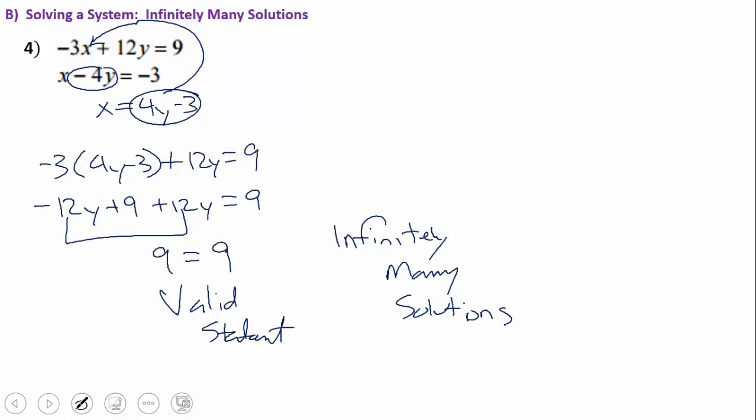I could subtract 9 from both sides and end up with 0 equals 0. So please understand, if I subtracted 9 from both sides and ended up with 0 equals 0, that is also a valid statement. Having 0 equals 0 is valid. Some people get 0 equals 0 and think that they've done it wrong or that there's no solution, and that is not true. 0 equals 0 is a valid statement, which would give you infinitely many solutions.